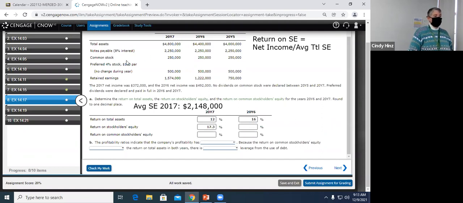So these 3 things, common stock, preferred stock, and retained earnings, all make up the equity. So I had to add those from 2017, all 3 numbers, to get the total for 2017. And then I added these 3 numbers for 2016 to get the total for 2016. Add those together and then divide by 2. So if you got that, go ahead and try the 2016 number on your own.